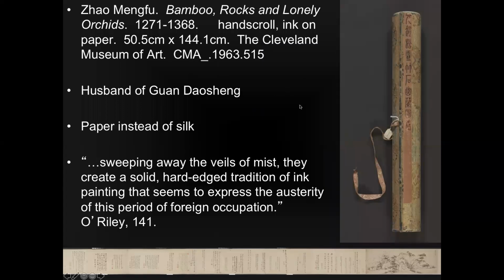So Jiao Meng Fu and his bamboo rocks and lonely orchids. This is a rolled out version of it. And some of it is poetry that went with it, but other parts are commentary on it. So it's kind of interesting. Art critics or owners would attach a sheet to it to talk about things like that. And O'Reilly says, sweeping away the veils of mist, they create a solid, hard-edged tradition of ink painting that seems to express the austerity of this period of foreign occupation. In some ways, I think O'Reilly is right in that we do have harder lines.